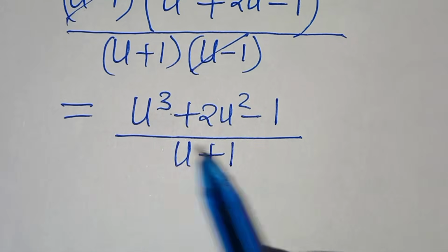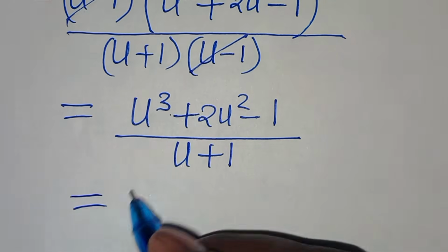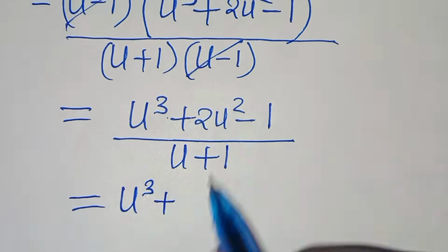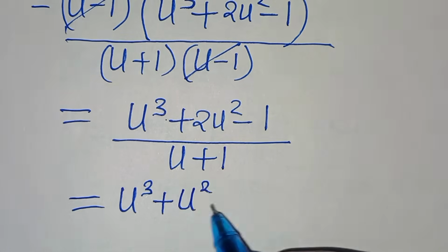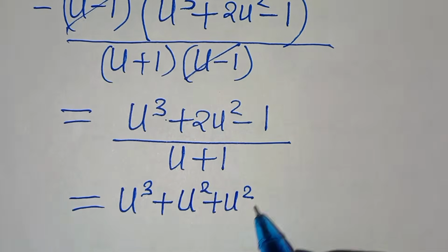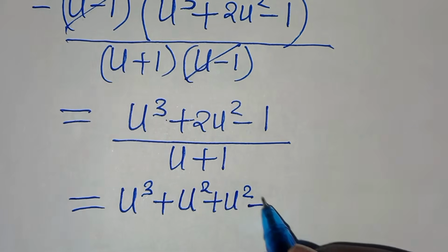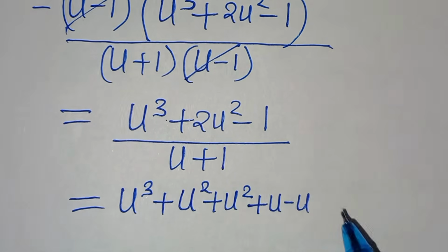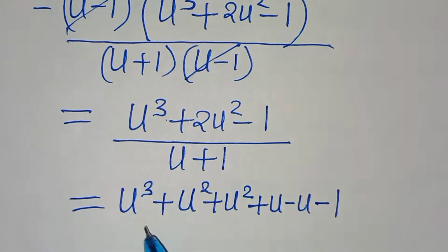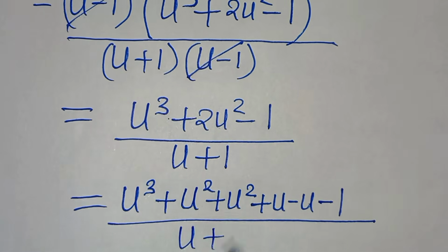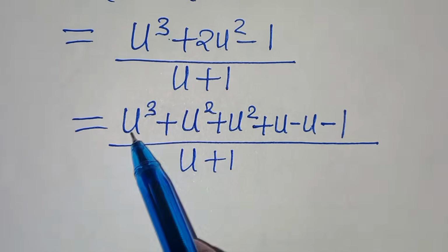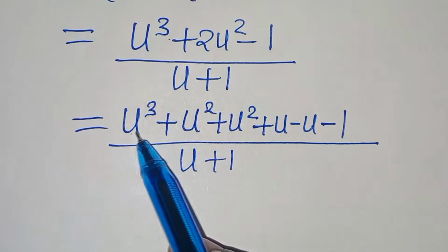Now the numerator here is a cubic function that we can express as u to the power of 3 plus, we can express 2u squared as u to the power of 2 plus u to the power of 2. Now we don't have u here, but we can represent it as plus u minus u. That is the same thing as what we have here, then subtract 1, divided by u plus 1.